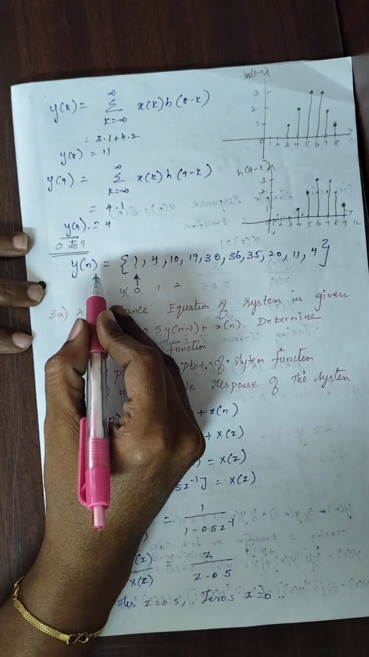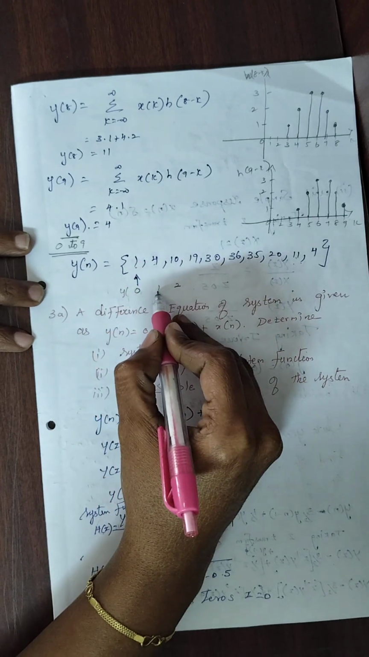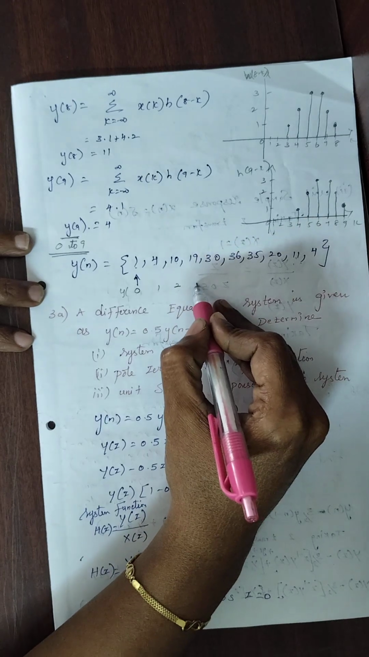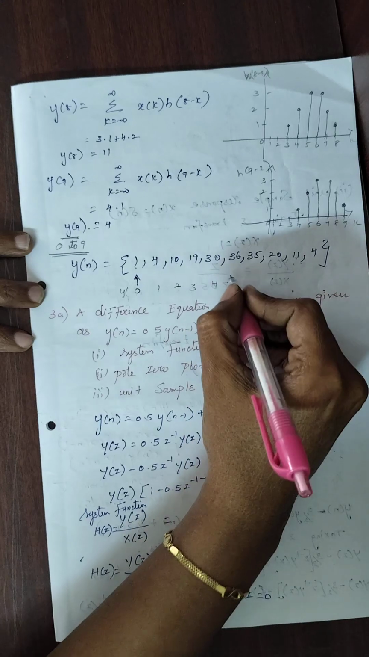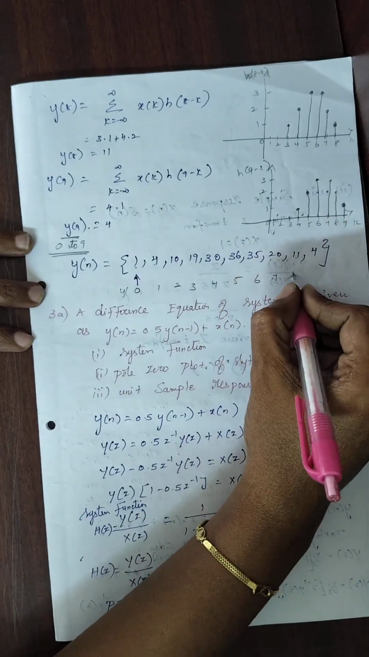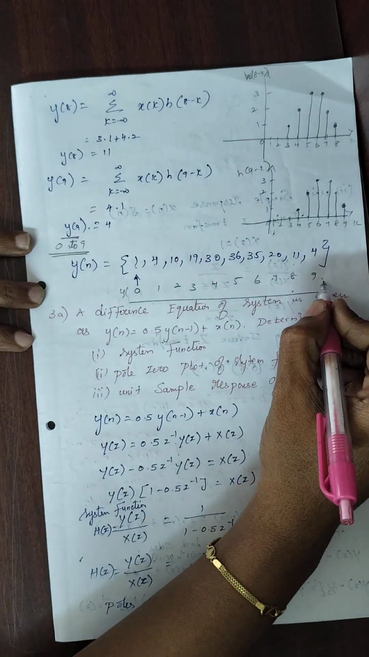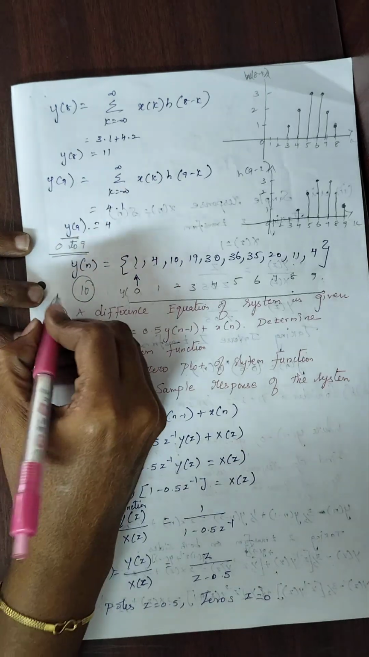y of n is equal to: for y of 0 the value is 1, for y of 1 the value is 4, y of 2 is 10, y of 3 is 19, and likewise this is 3, this is 4, this is 5, 6, 7, 8, 9. So how many values are we finding? 10 sample values. Okay, thank you.